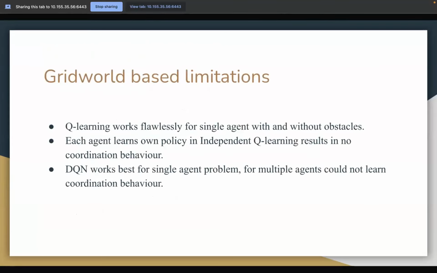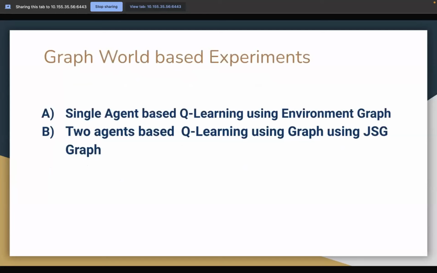While I was able to do the grid world based experiment, I realized a few limitations in the grid world. Q-learning obviously works flawlessly with and without obstacles, but independent Q-learning doesn't learn the coordination behavior, and the same with the DQN, like I said earlier. So now I switched to the graph world based experiment.